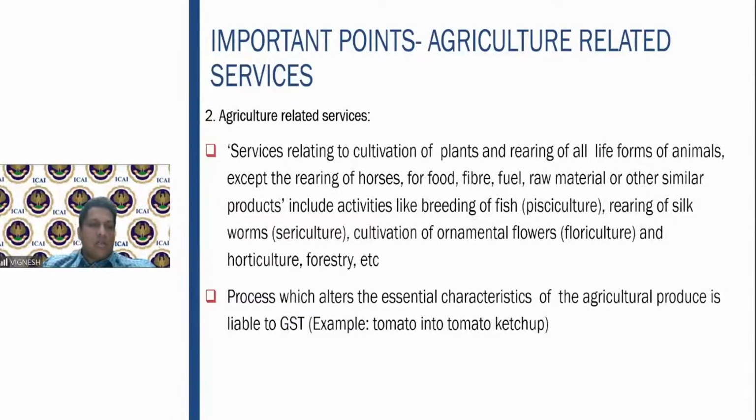Breeding of fish, pisciculture, sericulture, all these are also covered. However, if the process is there where the essential characteristics of the agricultural produce are totally altered, then it is liable to GST. Please make a note of this. Wherever the essential characteristics of the agricultural produce are altered totally, then it becomes liable to GST. For example, tomato is converted into tomato ketchup. That is, the original product is totally changed. So therefore, it is taxable to GST.